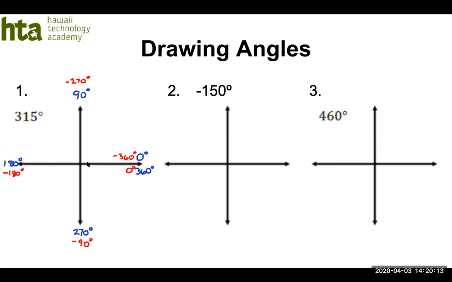So that means we're going to go 90 degrees, 180 degrees, 270 degrees, and we need to go how much more to get to 315? Well, 315 is 45 degrees more than 270. So that means it would be exactly in the middle of 270 and 360. Those 45 degrees is the middle of our quadrant basically. So we're going to go to about here.